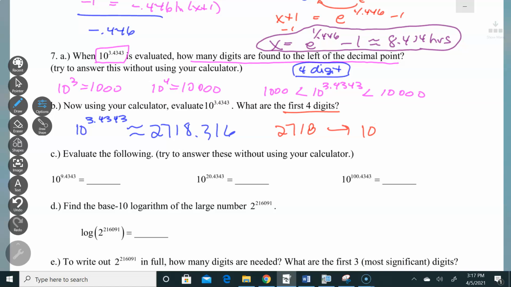And if you go back to what you learned in grade school, 10 raised to the 3.4343 is about equal to 2.718 times 10 to the third. So 10 to the third is a 4-digit number. So let's keep that mentality. Now I could type these in the calculator, some of them. I can't type them all in the calculator.